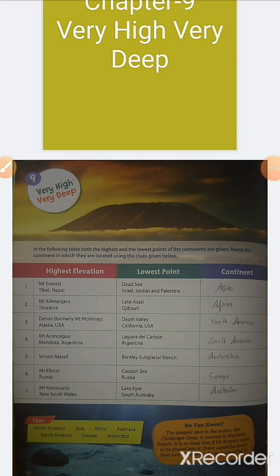लेक आयर, साउथ ऑस्ट्रेलिया. लेक आयर ऑफिशियली नोन एज काठीटंडा लेक आयर, and it is 9 meter depth from the sea level. So, Mount Kosciuszko is the highest elevation for Australia, and Lake Eyre is the lowest point for Australia continent. Okay?